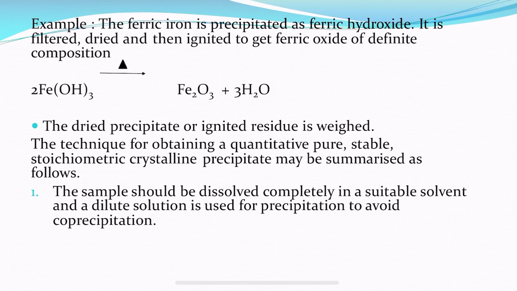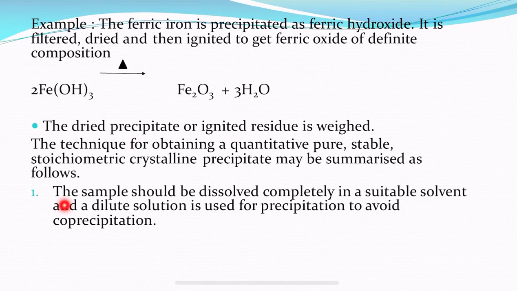The technique for obtaining a quantitative, pure, stable, stoichiometric, crystalline precipitate may be summarized as follows. To get a pure, quantitative, stable, stoichiometric crystalline precipitate, all the techniques that have to be used are summarized in the next 5 to 10 minutes.